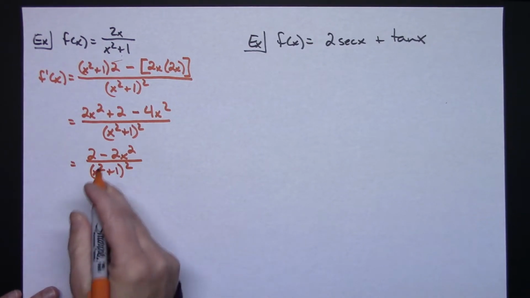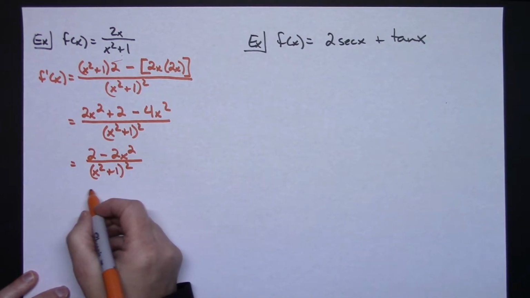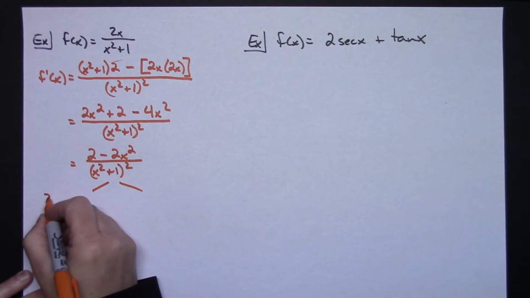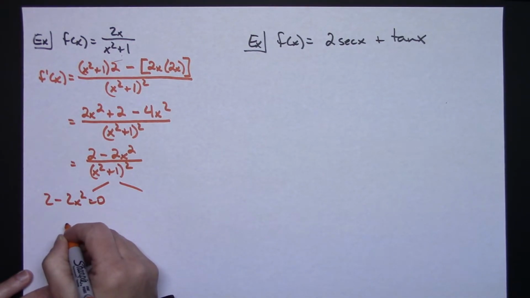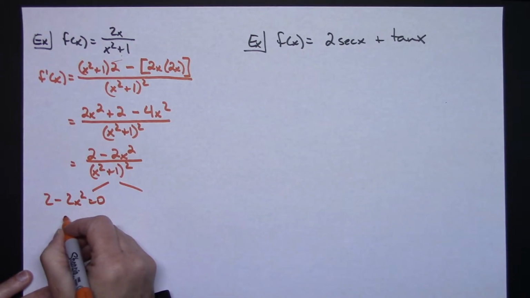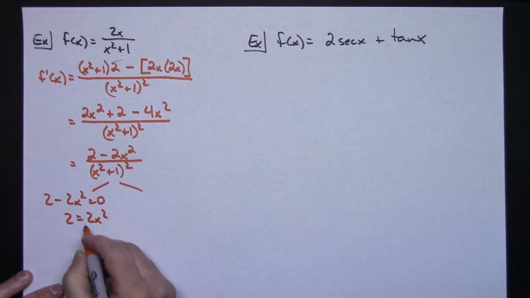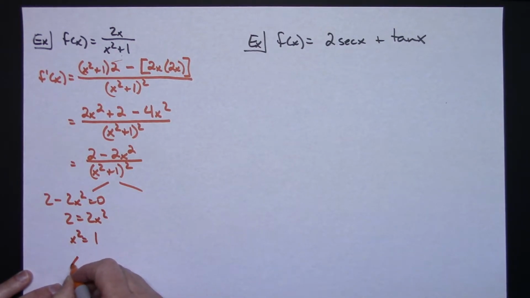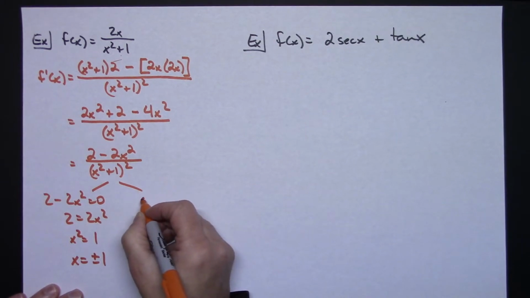Basically what you can do is you can just set the numerator equal to 0, you can set the denominator equal to 0, and find your critical points that way. So let's kind of break it up into two little things here. I'm going to go 2 minus 2x squared equals 0. I'm going to solve this equation, so 2 equals a 2x squared. Divide both sides by 2. I'm going to have an x squared equals 1. So that'll be an x equals plus or minus 1 right there when I take square root of both sides.